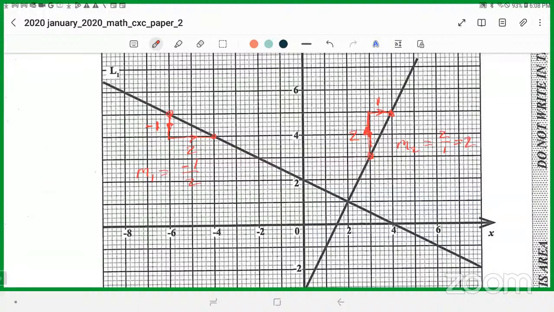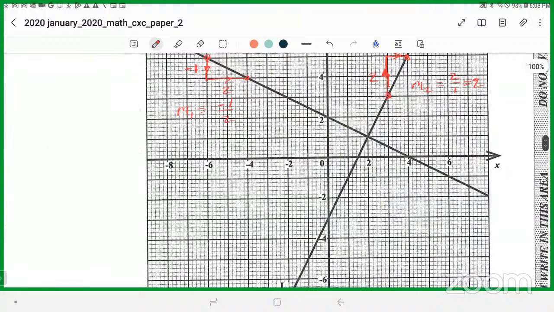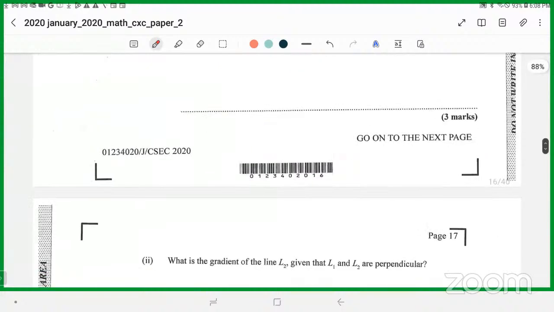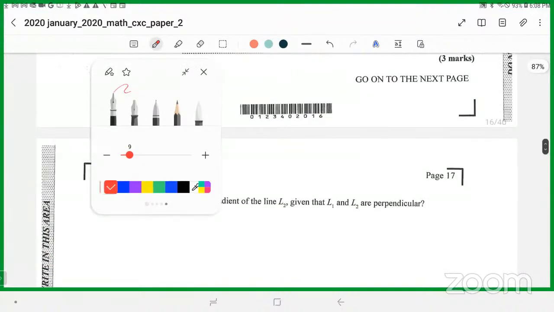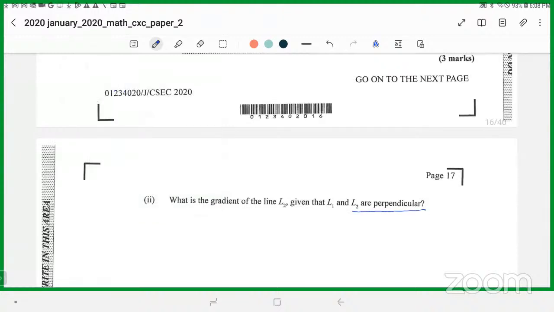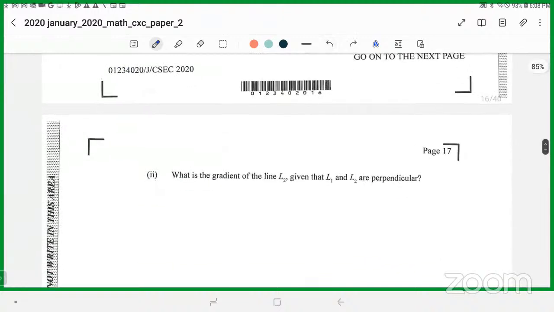But the way our question is phrased, given that it is perpendicular, it looks as if they want us to use this: gradient of line 2 is minus 1 over the gradient of line 1. Because it spoke about being perpendicular. Remember, when the lines are perpendicular, they have negative reciprocal gradients. So the gradient of line 2 is going to be equal to minus 1 over the gradient of line 1.